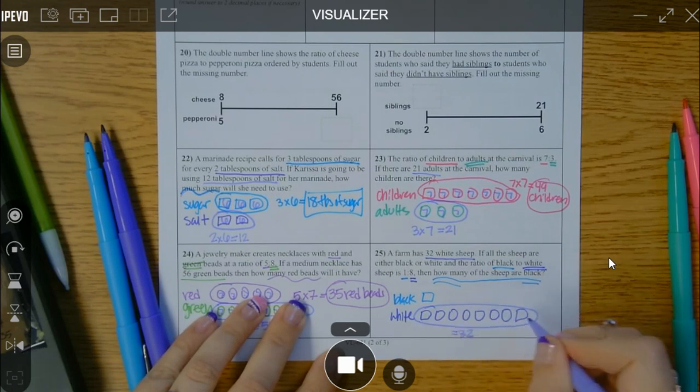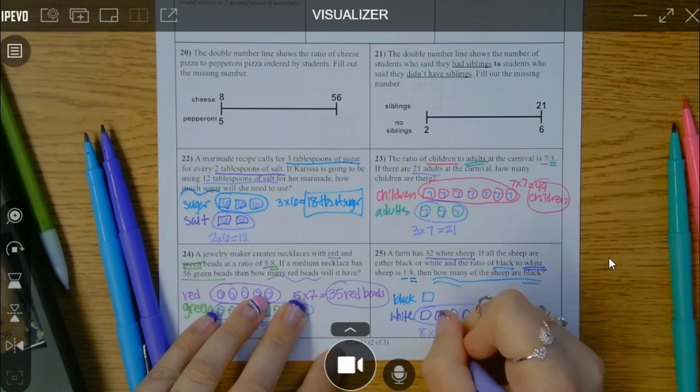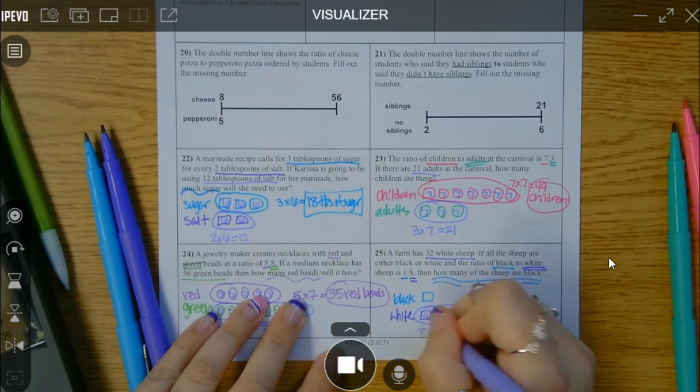And how many of those boxes are there? There was 8 of these boxes, right? So then how much is each box worth in order to make all these be worth the value of 32? Each box needs to be worth 4. So each of these is 4.